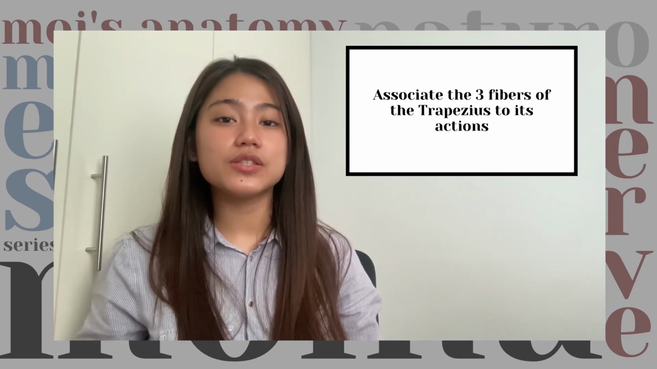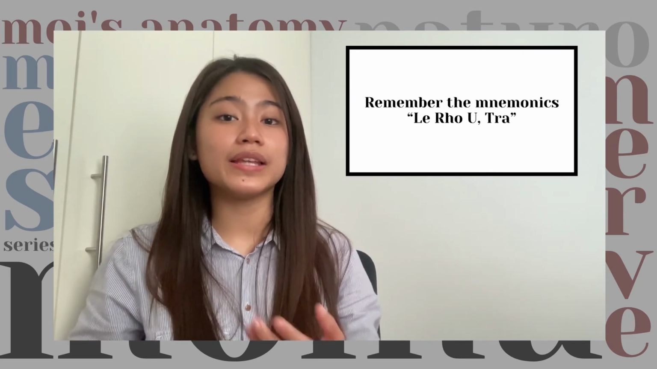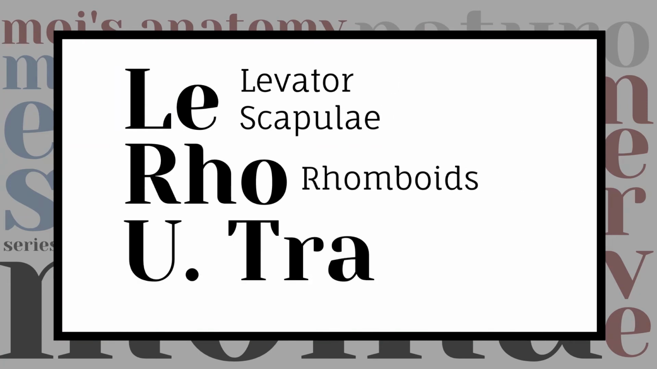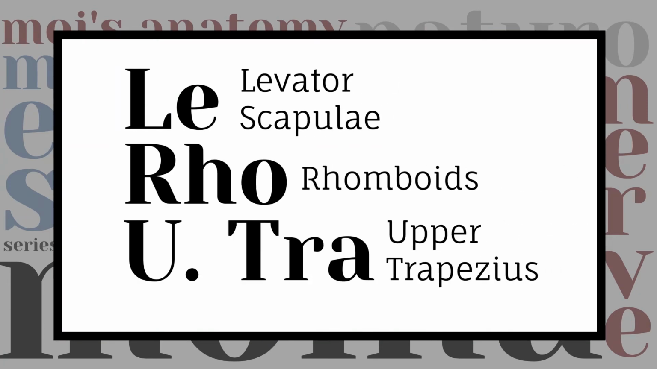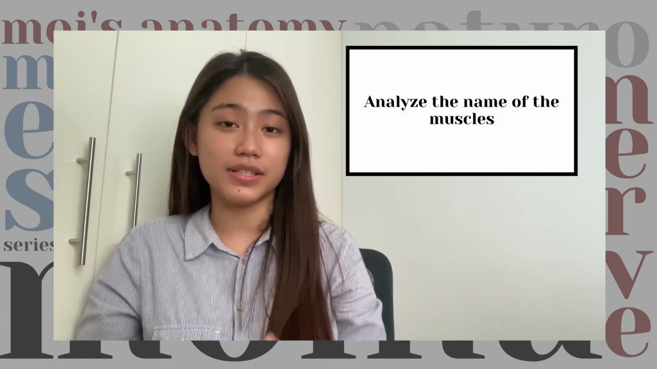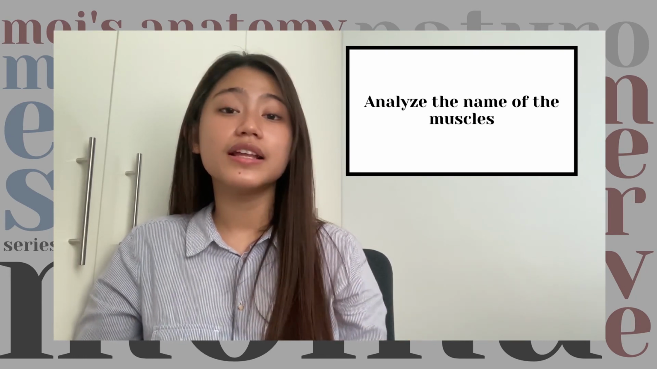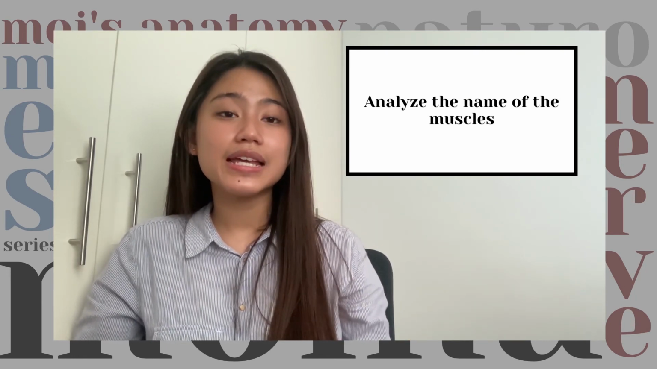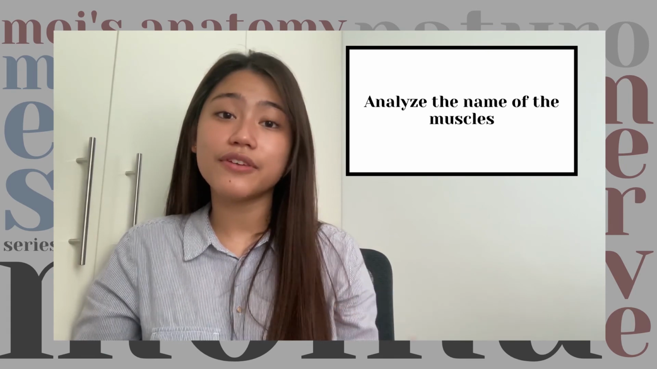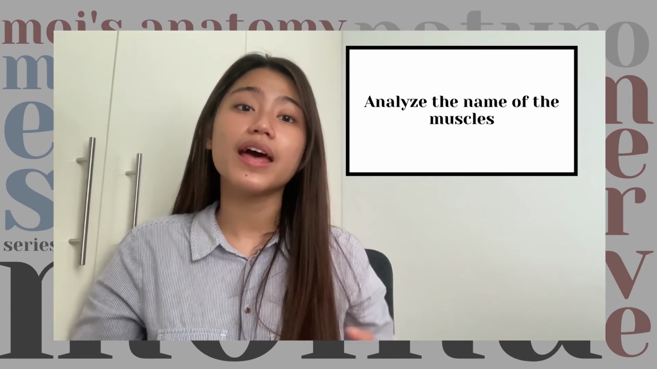The second tip is to remember the mnemonic Laroyotara, which are levator scapulae, rhomboid, and upper trapezius. These are the muscles that elevate the scapula. The third and last tip is to always analyze the name of the muscle. For example, the levator scapulae. Its name indicates that it elevates the scapula because of the word elevator.